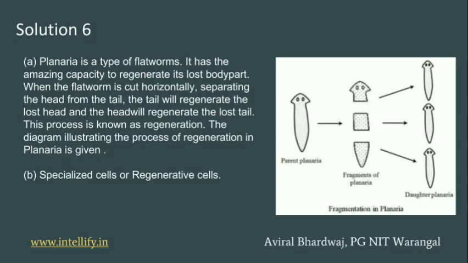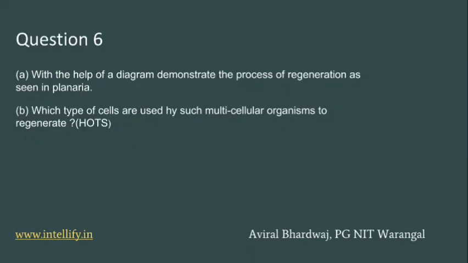When the flatworm is cut horizontally, it separates the head from the tail, and the tail regenerates the lost head, and then the head will regenerate the lost tail. So this is the regeneration process, and this diagram shows it all. And the second question is, which type of cells are used by multicellular organisms to regenerate?